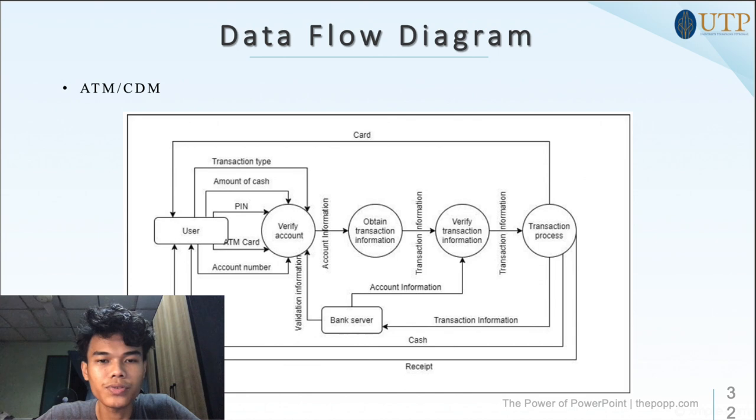It starts from the user. The user data source will pass the PIN, the ATM card, the account number, amount of cash, and transaction type to the verify account process. And then after verifying the account, all of that data will be passed to the process of obtaining transaction information. After obtaining the transaction information, in which the user is going to do the transaction, it will verify the transaction information through the account information inside the bank server. And then all the transaction information will trigger the transaction process, which is complete the transaction. Then, if it is a withdrawal, it will pass the cash to the user, pass the receipt, and pass the card back to the user.